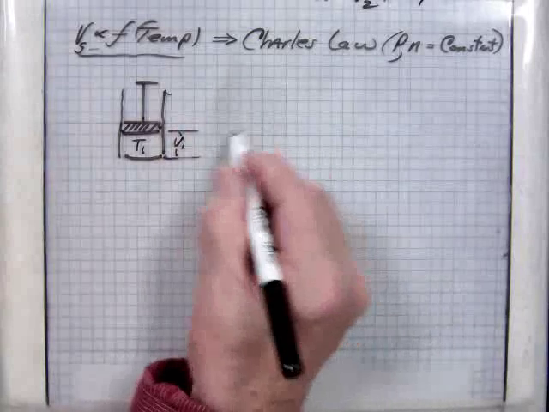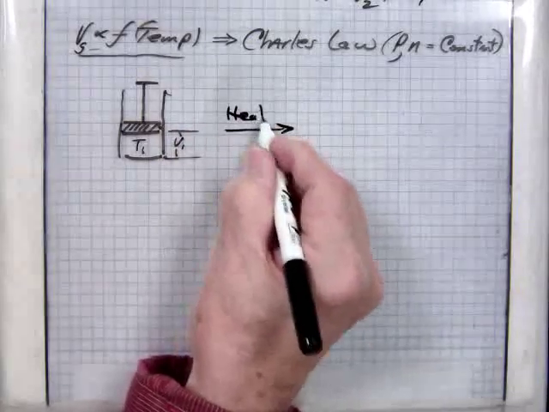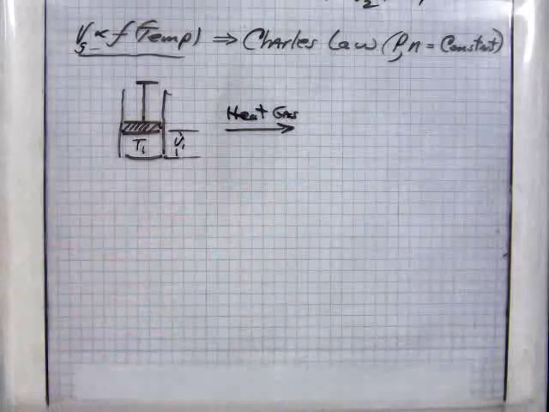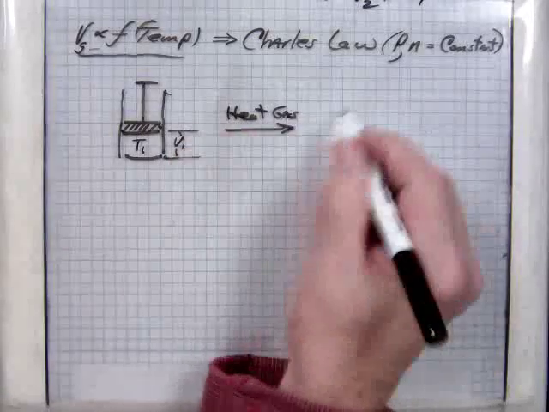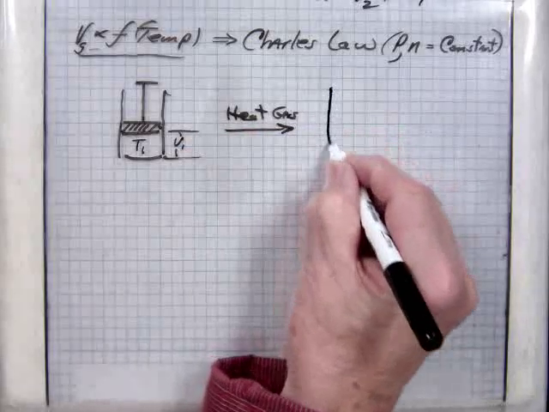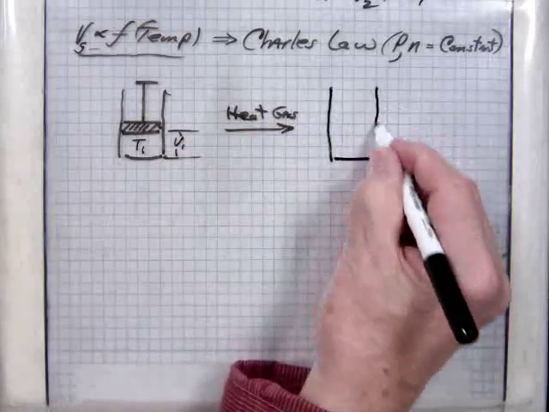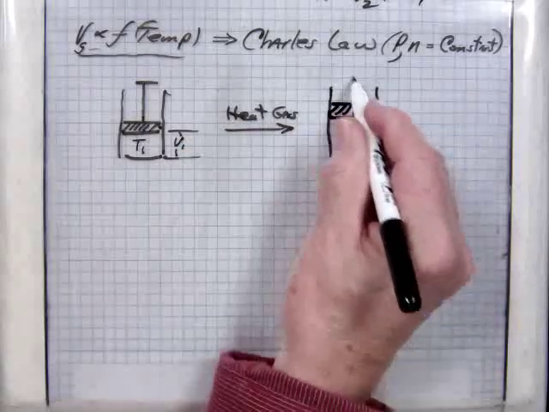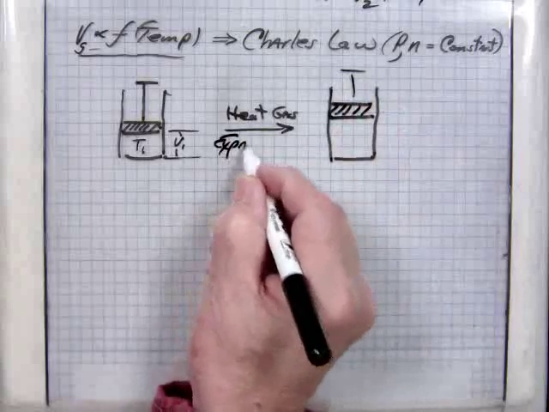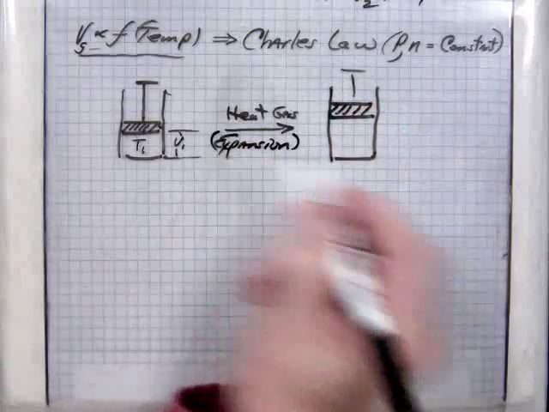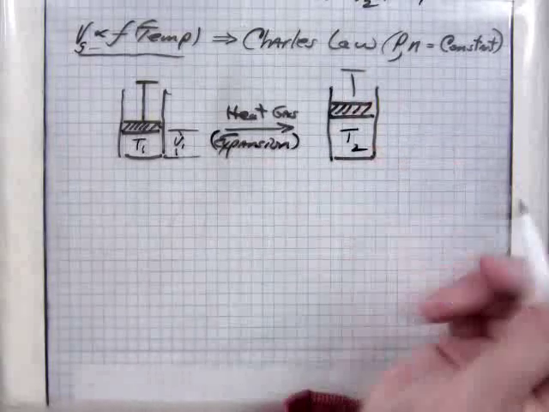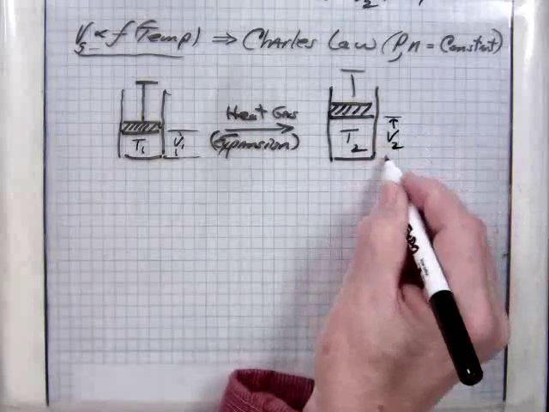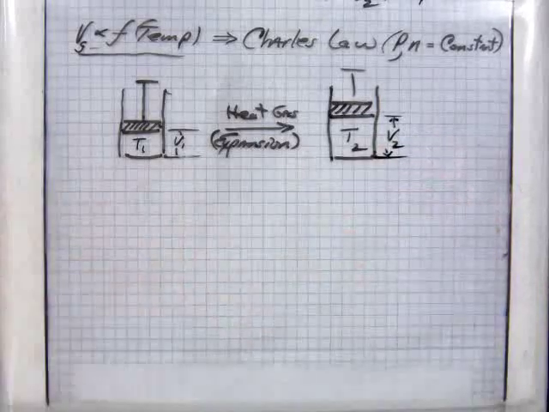So now we want to heat the gas. Now cooling would be the same concept, but of course it would go down in volume. So the outcome of this would be expansion, to temperature 2, which is warmer than temperature 1, and of course volume 2 would be larger than volume 1.